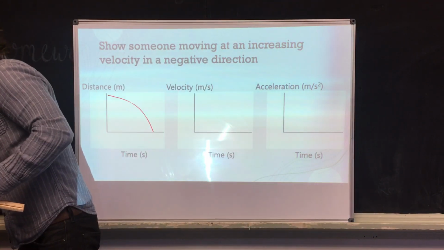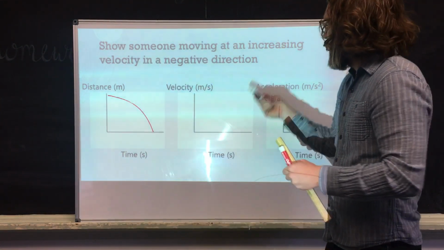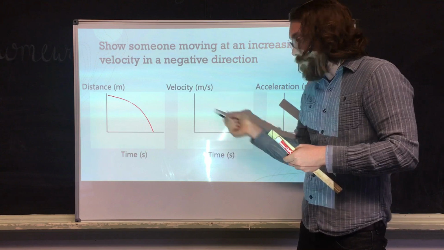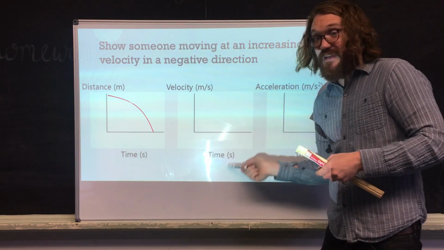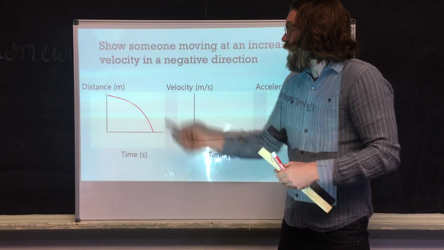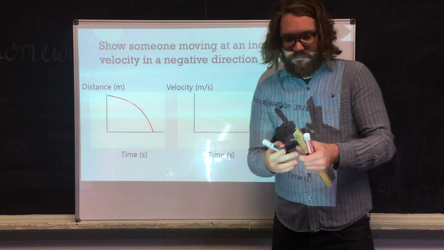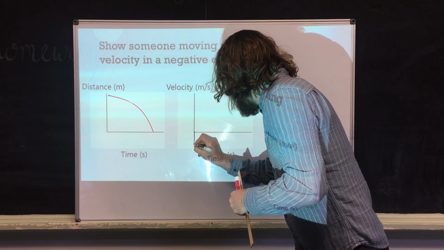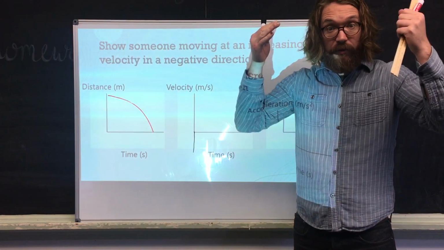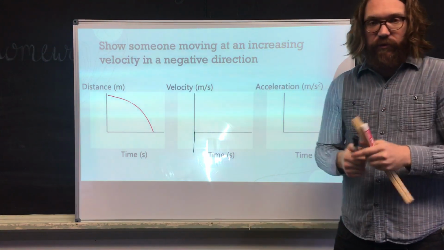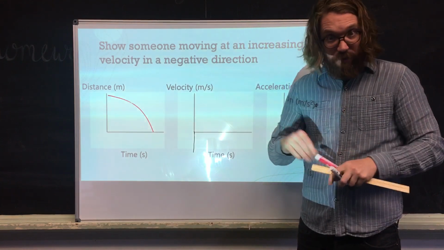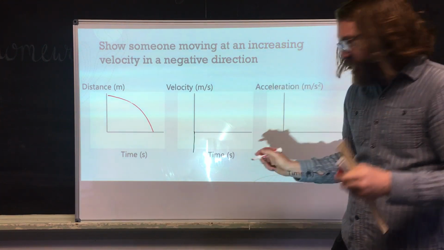Okay. So same thing. 2 questions. We have a negative direction, which means we're not going to be in the positive part of the graph. We're going to be in the negative part of our velocity graph because it's a negative direction, which means we're down here. And I have an increasing velocity. What does that mean? Well, if I have an increasing velocity, that means that our velocity is speeding up, right? We're going faster. And when you go faster, that means your velocity moves away from 0. Makes sense? We talked about this before.